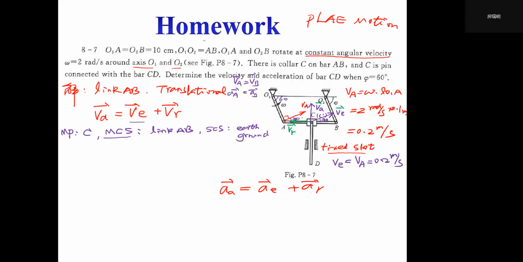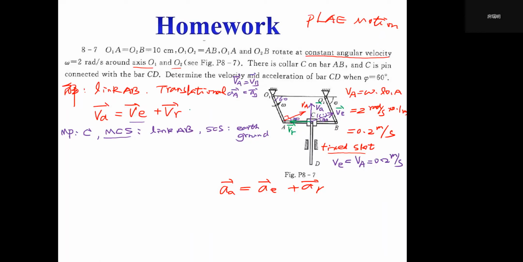It will constitute a parallelogram, and this VA always should be on that diagonal position, right? So if we draw VR like this, you can find that we cannot make sure VA is in that parallelogram diagonal position. So VR should be this. After we finish this, it's very easy to find VA, right?